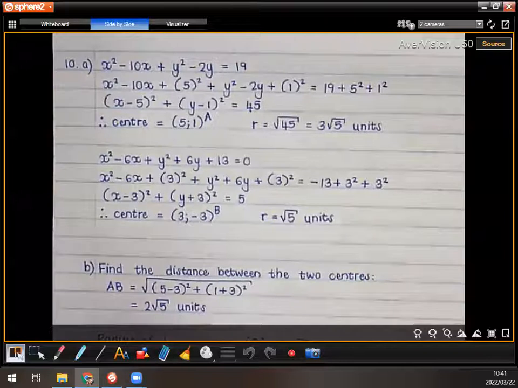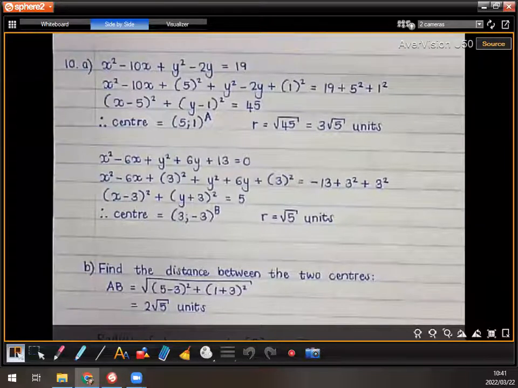For 10B, they were saying, I think, show that the two circles touch internally or something like that. Let me just check 10.3. Yeah, so 10A was saying determine the center and radius of each of the two circles, and B, show that the circles touch each other internally.